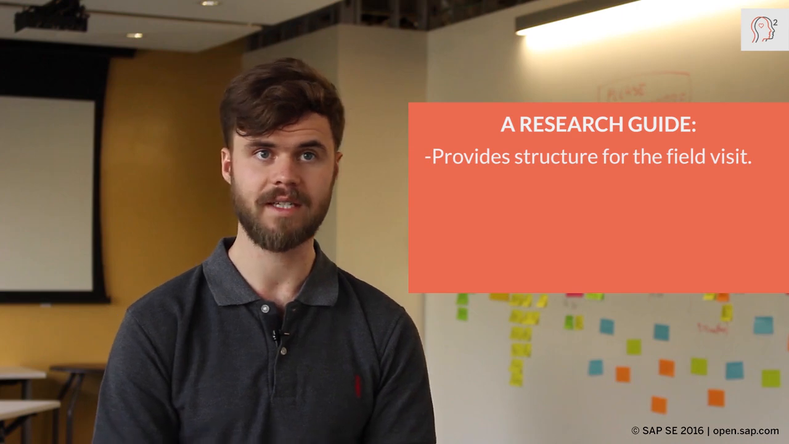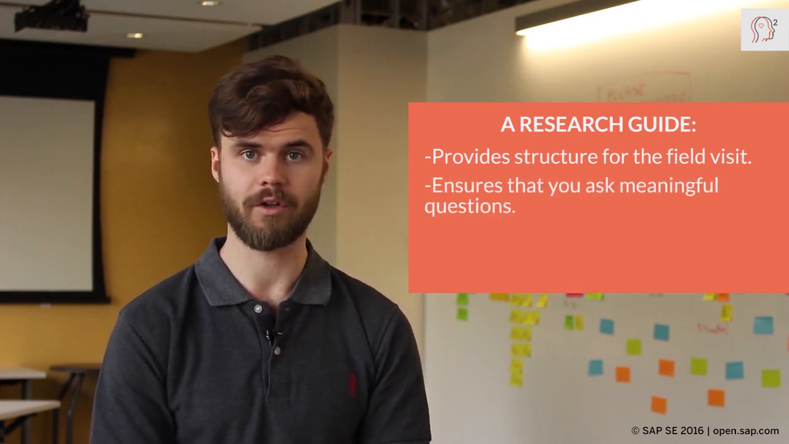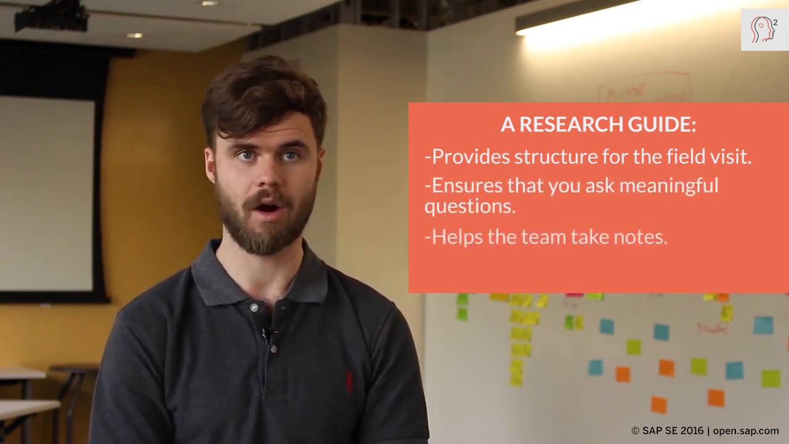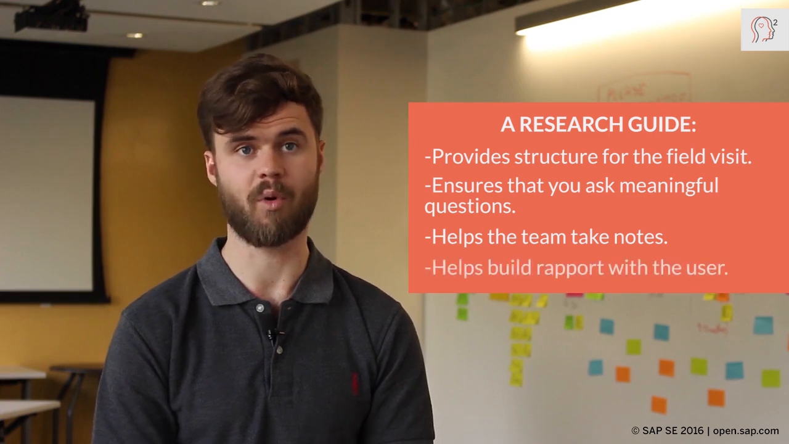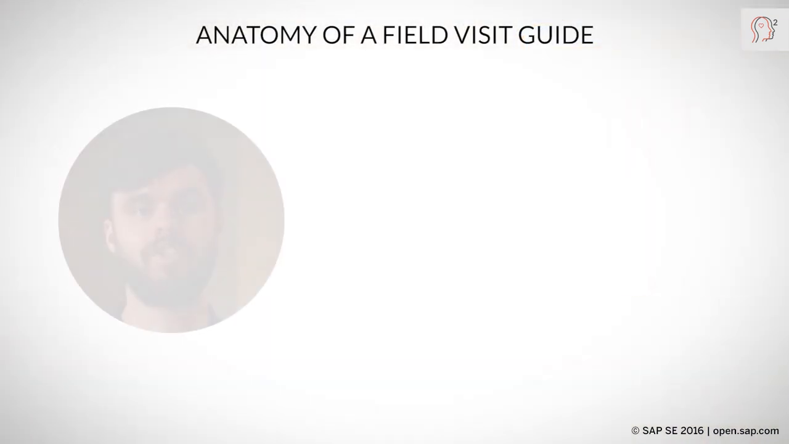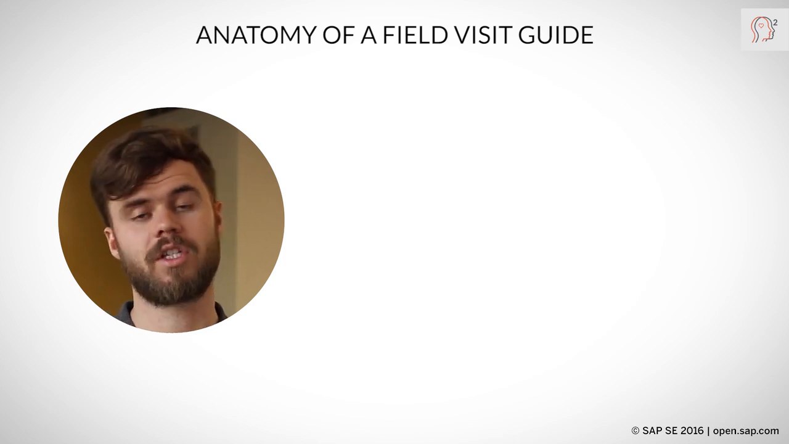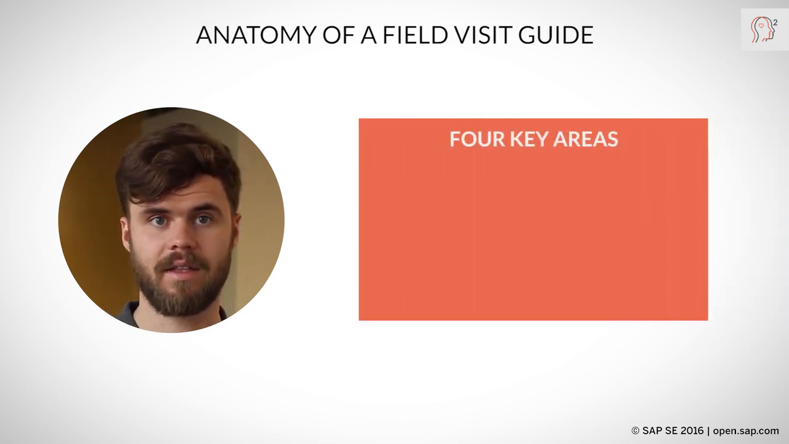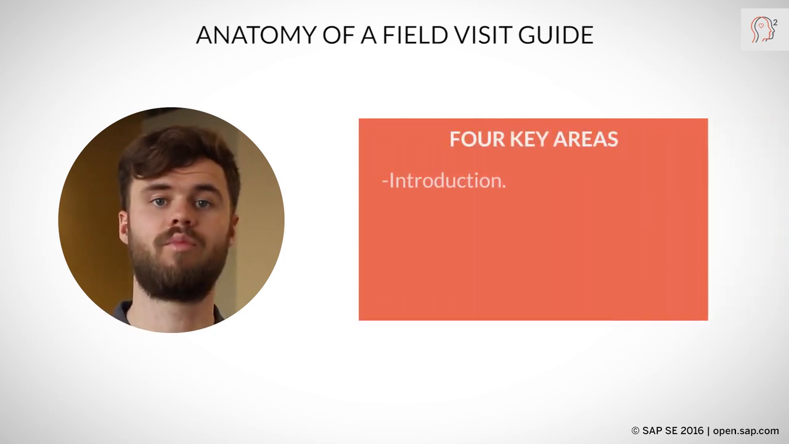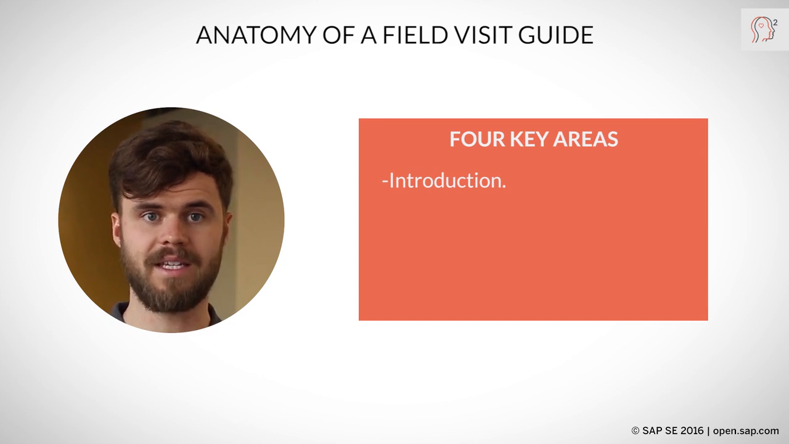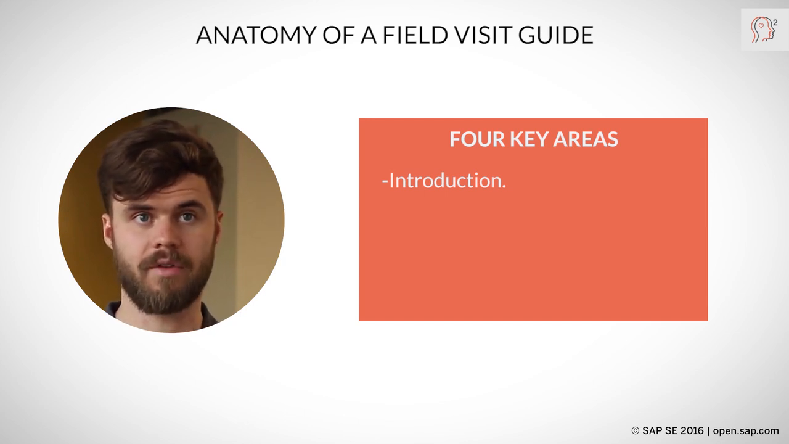In short, a research guide provides structure for the field visit. It ensures that you ask meaningful questions, helps the team take notes, and it also helps you build rapport with the user. While your research goal should dictate what exactly should go into the research guide, you can construct it around 4 key areas. There should be some kind of introduction where you'll brief and introduce yourself and any team members participating in the research.